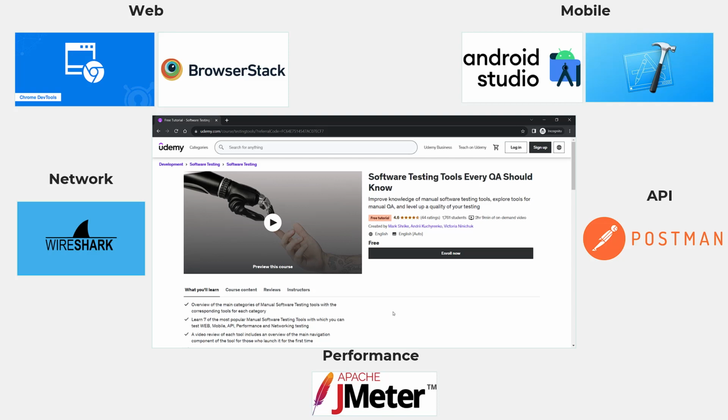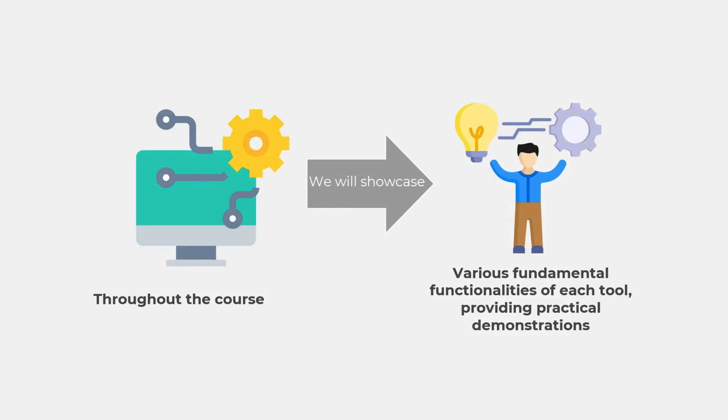That's why we have prepared a separate course, Software Testing Tools Every QA Should Know, which includes an overview of such software testing tools as web testing tools, Chrome DevTools, BrowserStack, mobile testing tools, Android Studio, Xcode, API testing tools, Postman, performance testing tools, Apache JMeter, capturing network traffic tool, Wireshark. Throughout the course, we will showcase various fundamental functionalities of each tool, providing practical demonstrations that empower testers to apply these skills effectively in their day-to-day work.